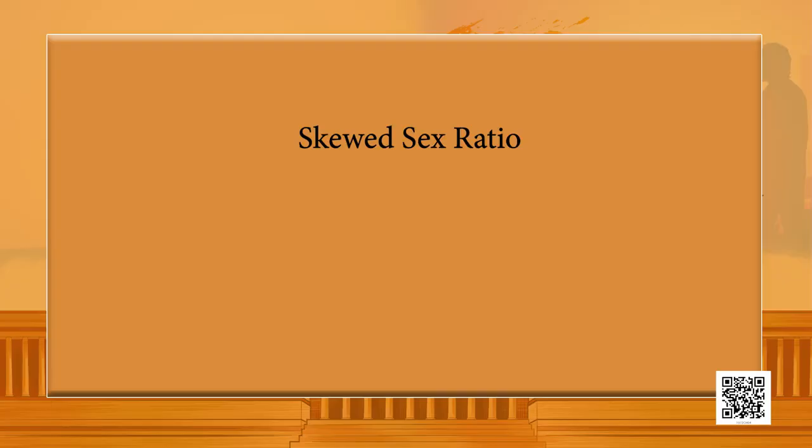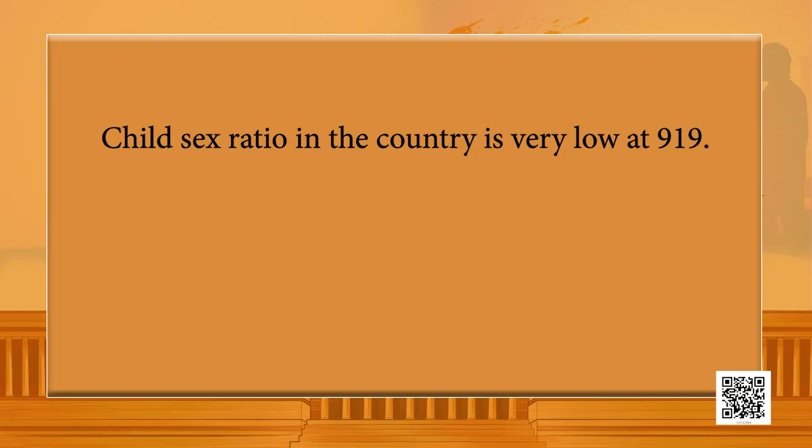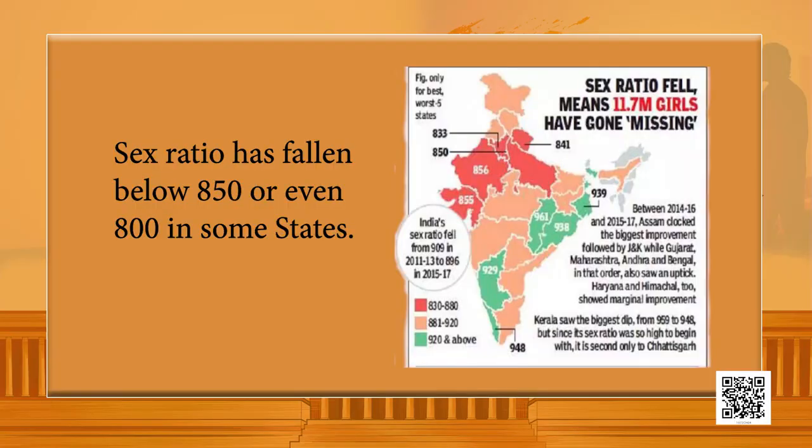In many parts of India, parents prefer to have sons and find ways to have the girl child aborted before she is born. Hence, we have one more problem of skewed sex ratio. Such sex-selective abortion led to a decline in child sex ratio in the country to merely 919. Sex ratio is used to describe the number of females per 1000 males. As the map shows, this ratio has fallen below 850 or even 800 in some states.